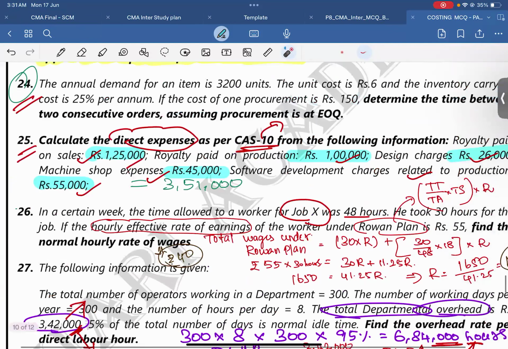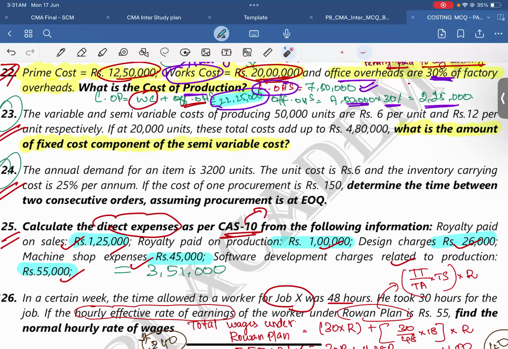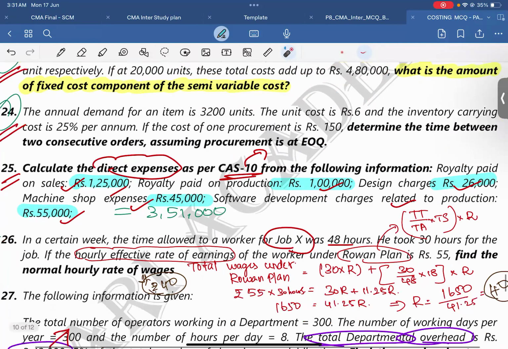Listen to this carefully, how you need to go with a semi-variable component. The variable and semi-variable cost of producing 50,000 units is rupees 6 per unit and 12 per unit respectively. If at 20,000 units, the total cost is 4,80,000. For 20,000, it is 4,80,000. What is the amount of fixed cost of that semi-variable component?